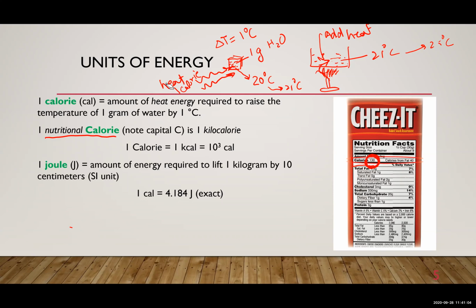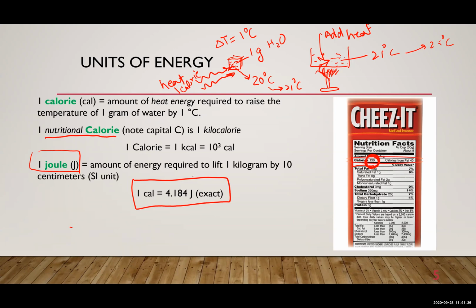So the meaning of 1 calorie is the amount of heat needed to heat 1 gram of water by 1 degree Celsius. Not a lot. 1 degree is not a lot. You keep it outside in the sun, it heats up by 1 degree quite fast. There is another unit, which is the standard unit, called joules. So 1 calorie is equal to 4.184 joules. So a joule is even smaller than a calorie.